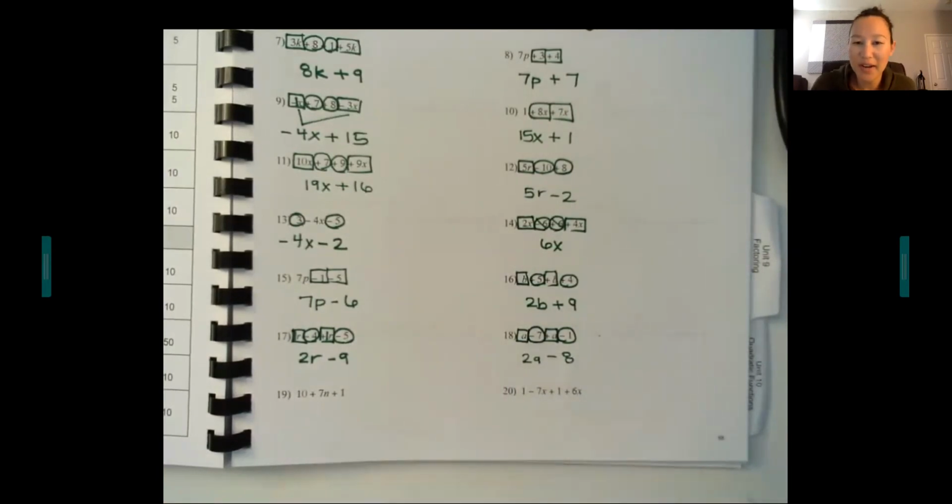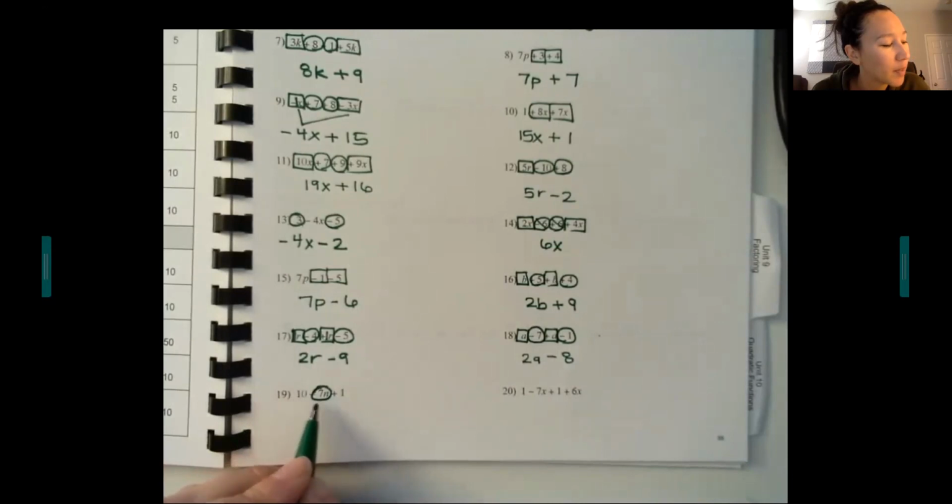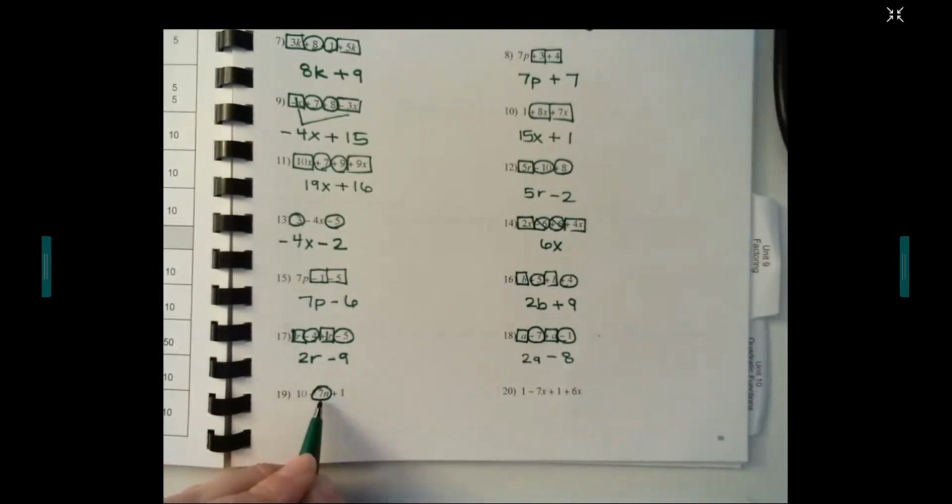Any volunteers for number 19? I can do it. Thanks, Eliab. So I circled the 7 in, and then I circled the 10 and the 1. Okay. Did you circle them or did you use a different shape? I usually square them or circle them, it differs, I guess.